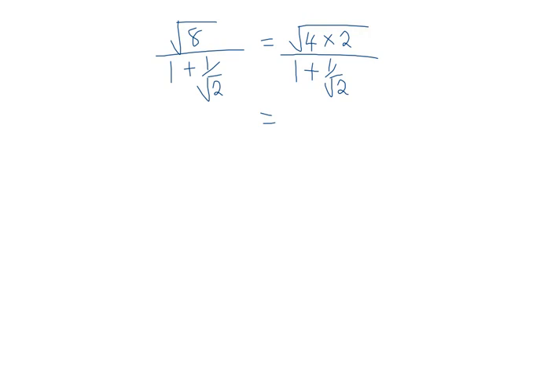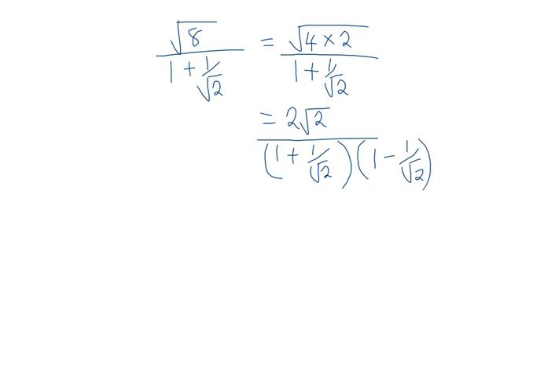This becomes 2 root 4 multiplied by root 2 because it is irrational. Then divide by 1 plus 1 over root 2. We rationalize the denominator by multiplying both the numerator and the denominator by the conjugate of 1 plus 1 over root 2, which is 1 minus 1 over root 2. We also multiply the numerator by 1 minus 1 over root 2.